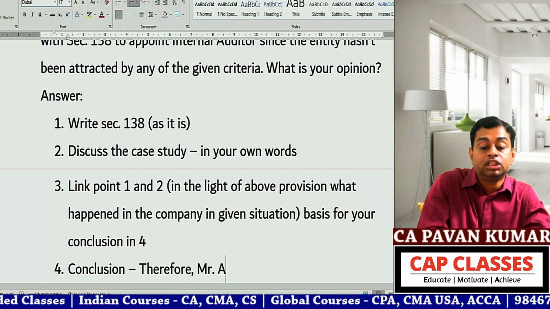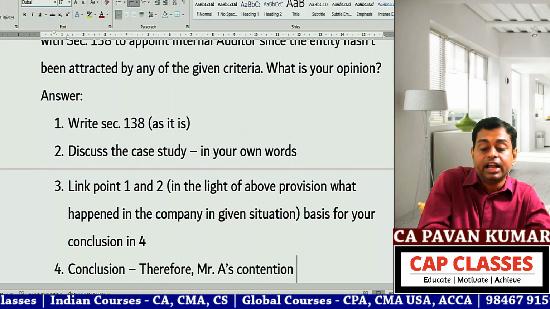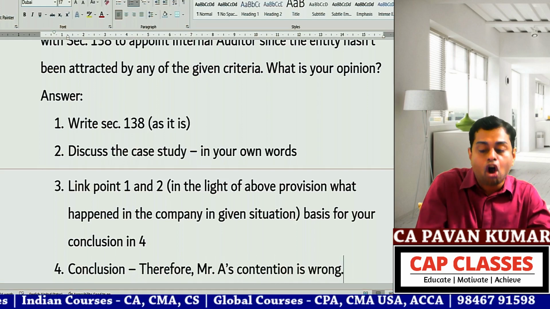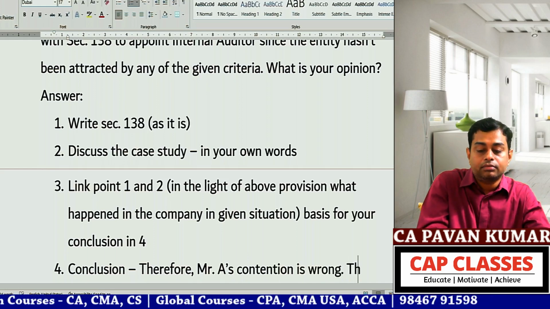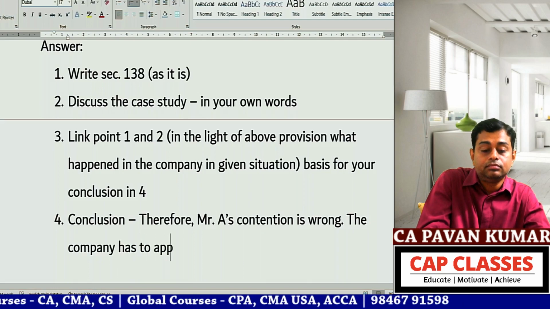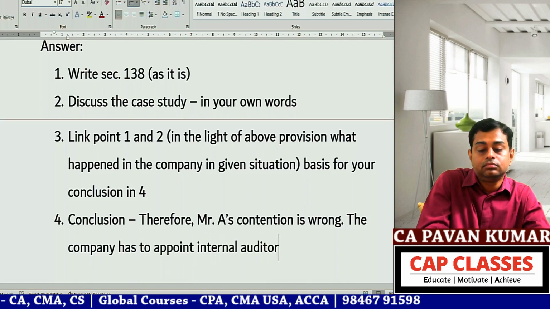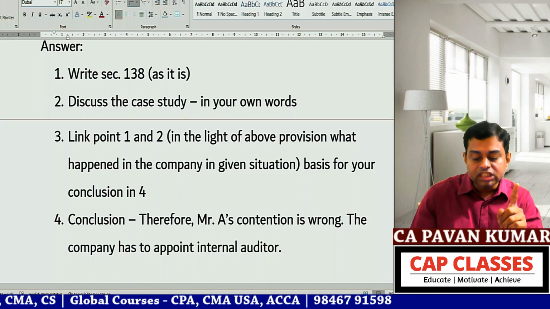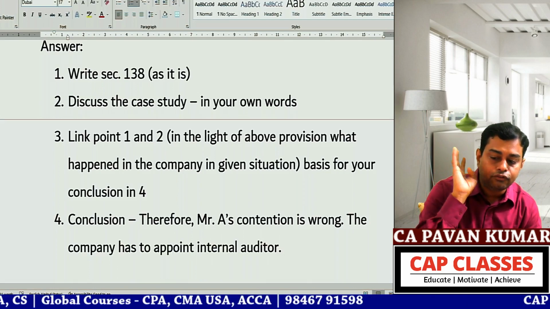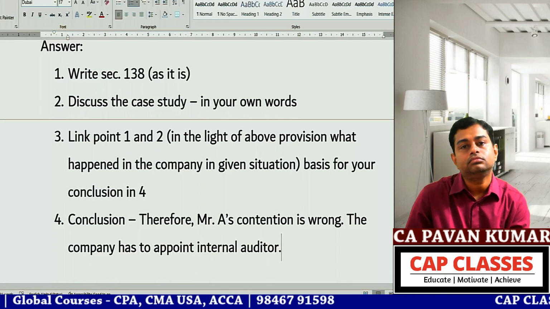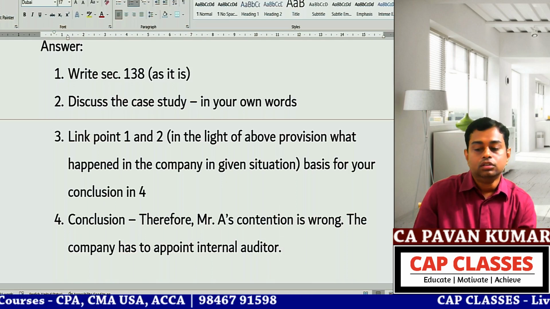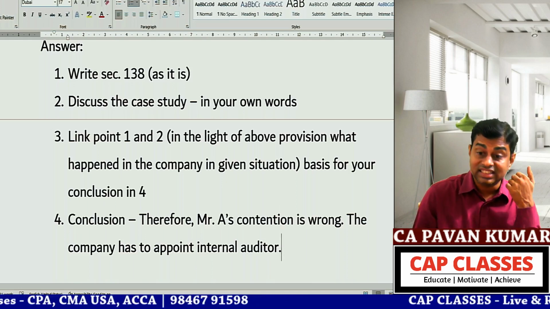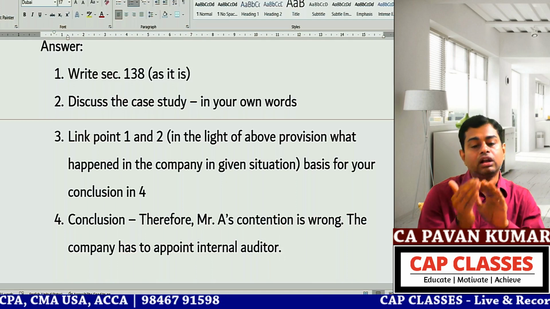Therefore, Mr. A's contention is wrong. The company has to appoint an internal auditor. This is the conclusion. Follow this pro forma, you will get 5 out of 5, 4 out of 4. This is the secret. So, do you understand this case study and the way your answer should be?